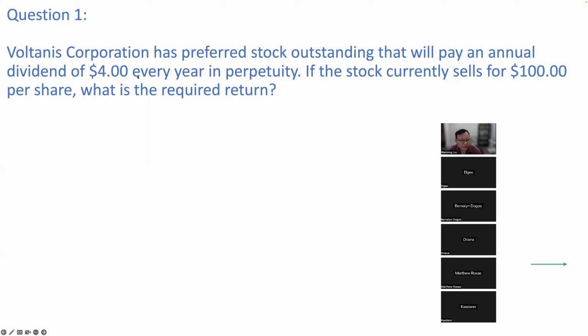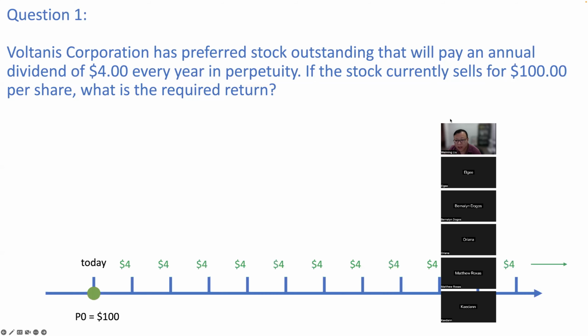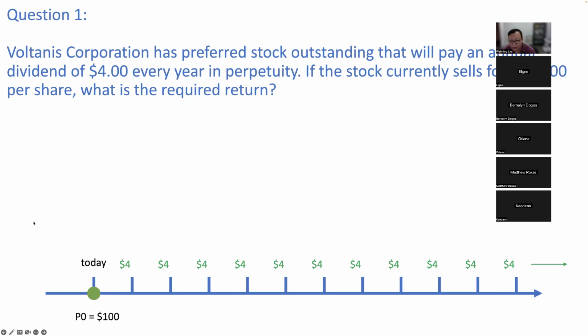annual dividend of $4 every year in perpetuity. If the stock currently sells for $100 per share, what is the required return? Okay, so if you draw a picture, this is a timeline, and we have today. That's the value of the stock price, which is the $100 today.